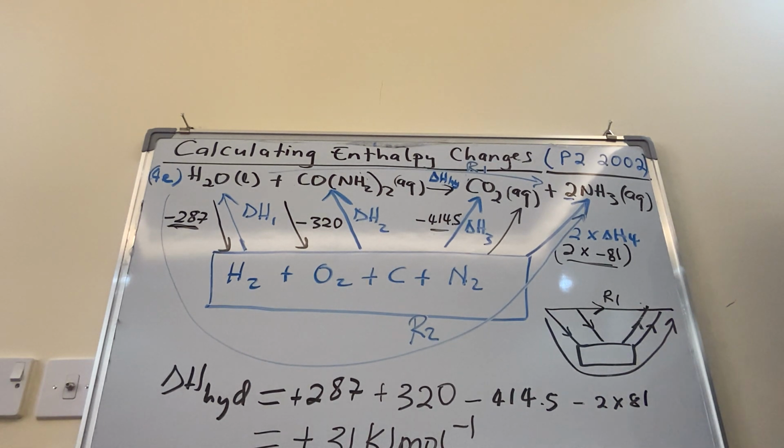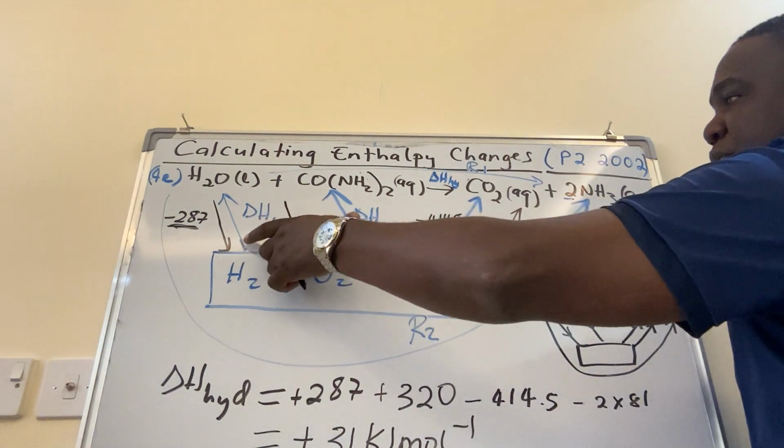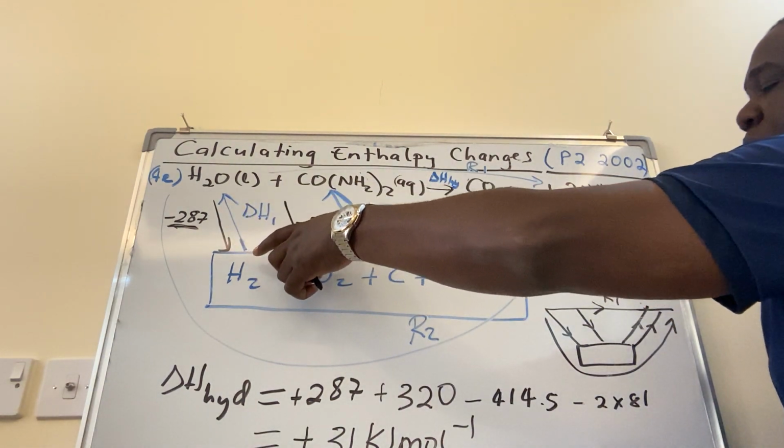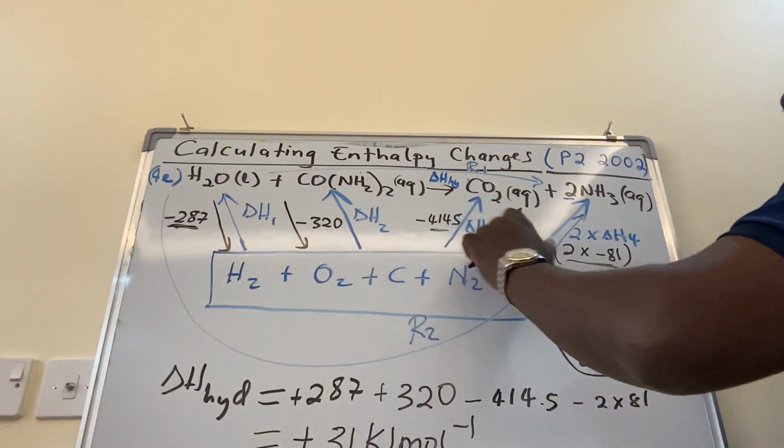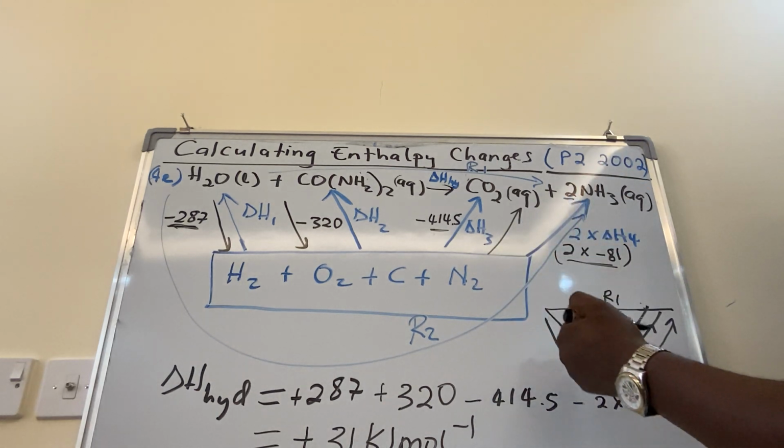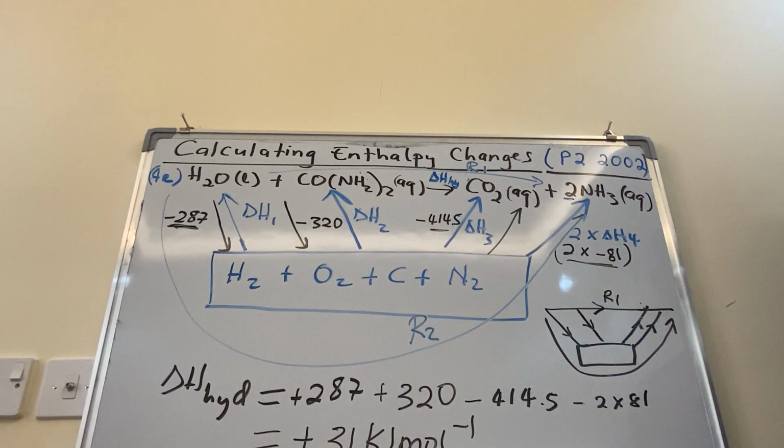Just as a quick recap, you need to take note of the sign depending on whether you are opposing the arrow or not. If you are opposing the arrow, you change the sign. If you are moving in the direction of the arrow, don't change the sign. Point number 1. Point number 2, also take note of the coefficient. If there is a coefficient, you need to change.